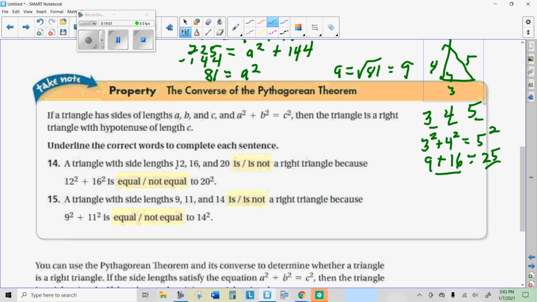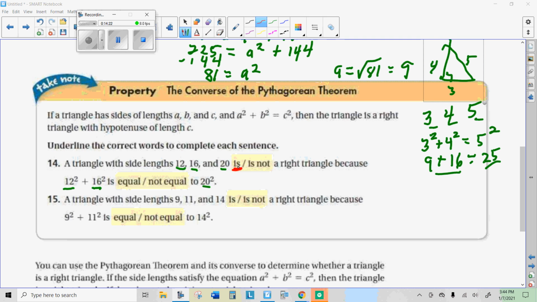So what you're going to do is 12 squared plus 16 squared, the 2 smaller sides squared, and add them together and see if they equal 20 squared. If they do, you're going to go ahead and circle equal. If they don't, you're going to say not equal. And if it's not equal, then it's not a right triangle. Okay? So go ahead and try those two.